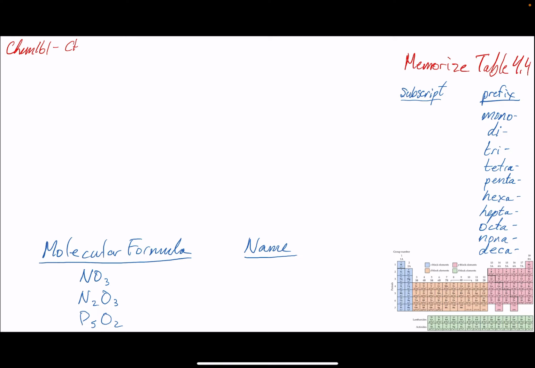Okay, welcome to this video for Chem 161, contributing to Chapter 4 content, here looking at the naming of covalent molecules. Up until this point, we've spent a lot of time understanding ionic compounds.